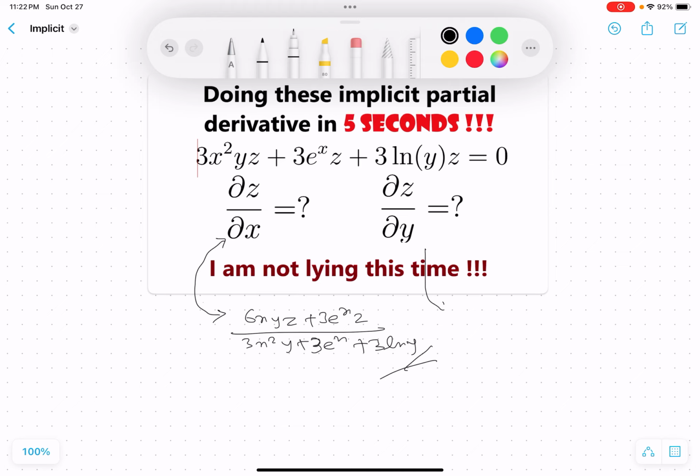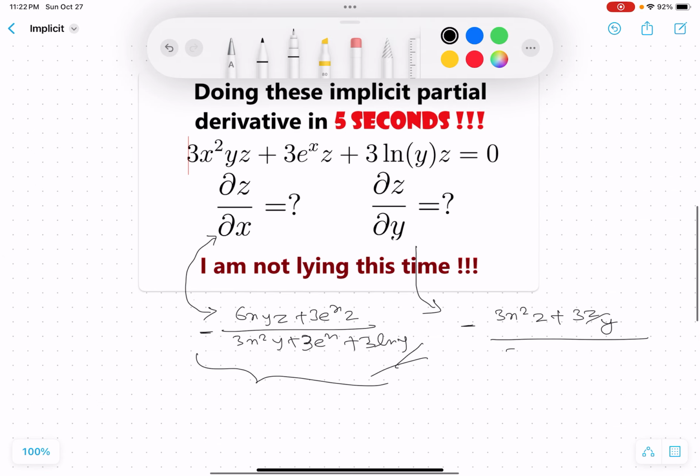I think this time I need to think about it because I had already planned for the answer. Okay, now this one, if I differentiate with, also I forgot the negative sign over here. There will be a negative sign, and then after that I will have 3x squared z plus 3z by y divided by, over here I will have 3x square y plus 3 to the power x plus 3 ln y.